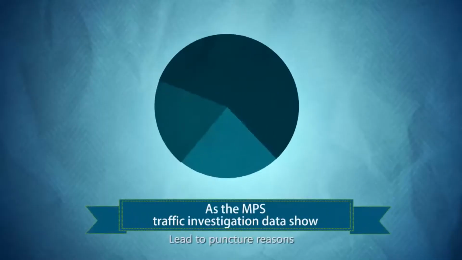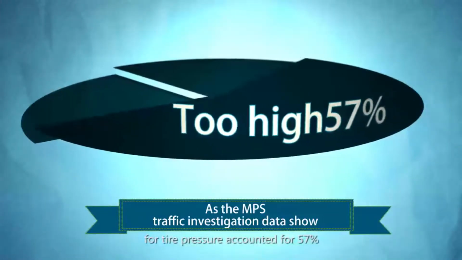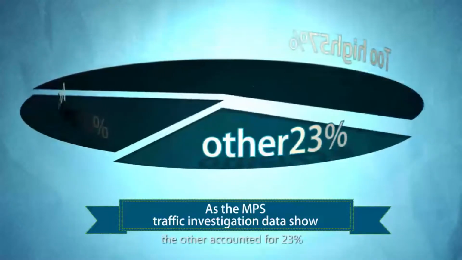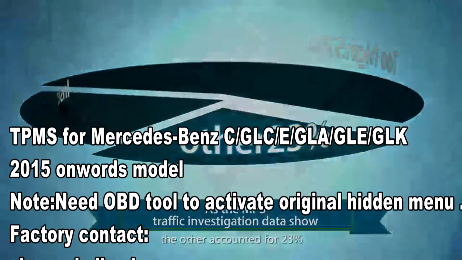Low tire pressure accounts for 57% of the reasons leading to punctures. Tire pressure that is too high accounts for 20%. The other reasons account for 23%.